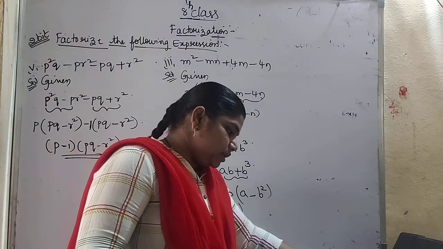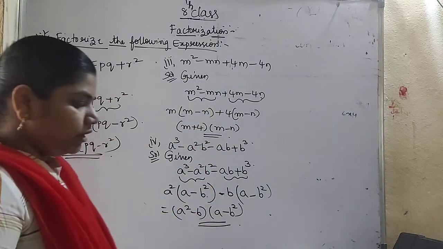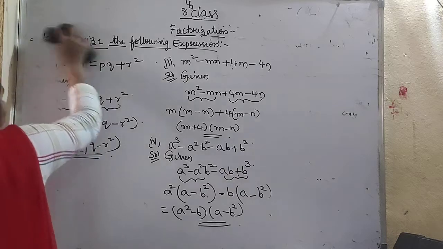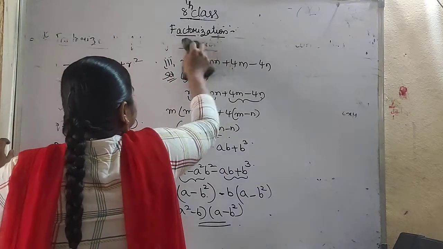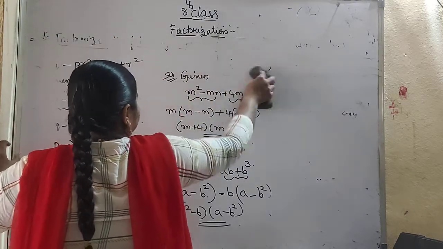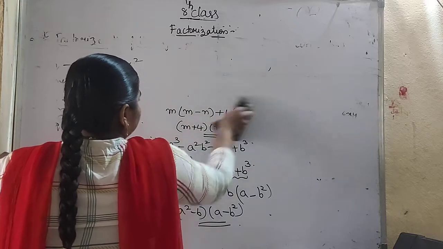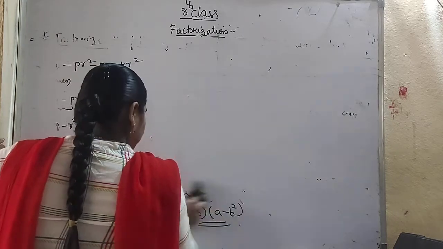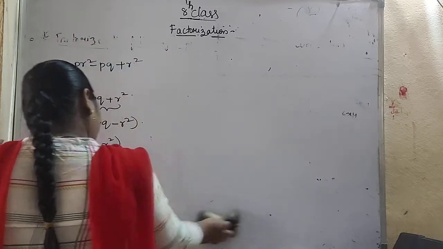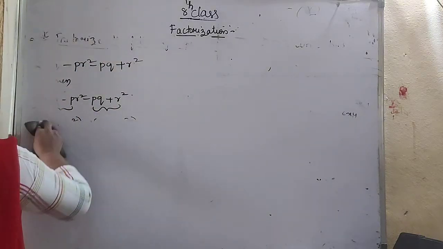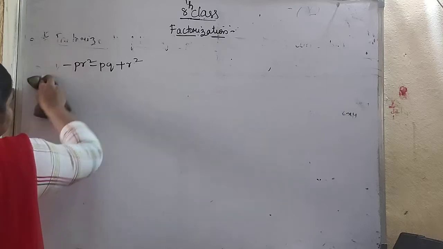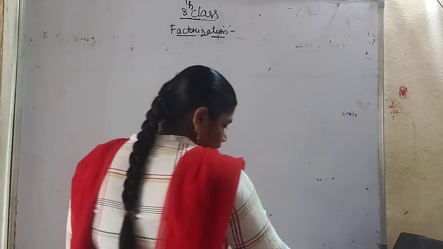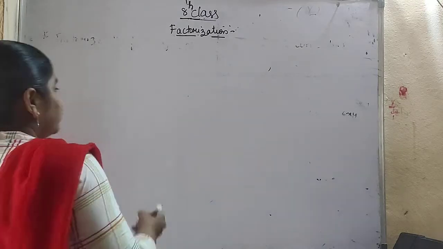Okay, so next is factorizing using identities. Now we have some identities. So what are the identities we will see? By using identities, we are going to factorize the terms now. So, factorization using identities.